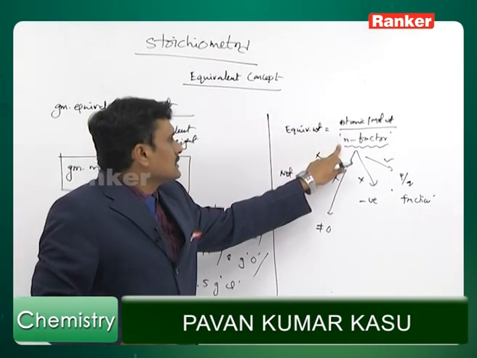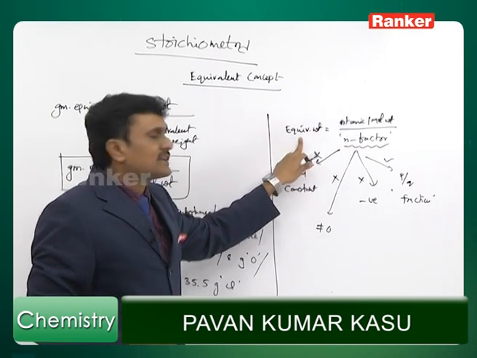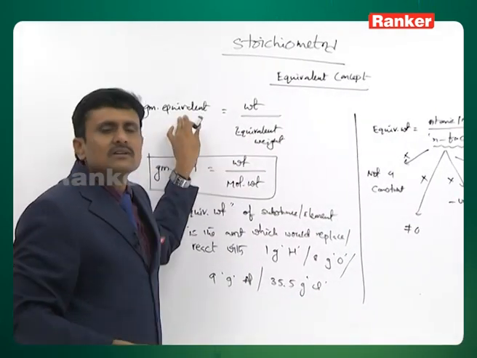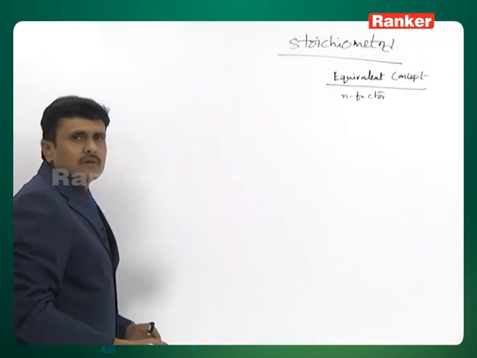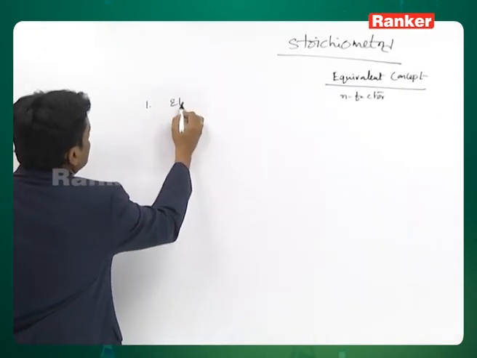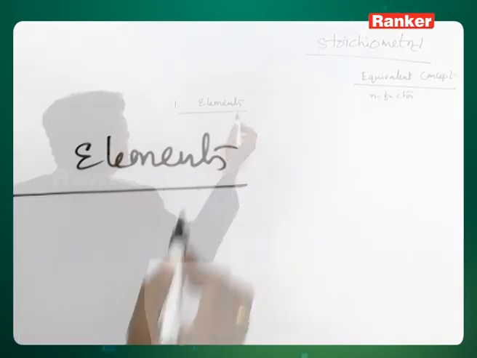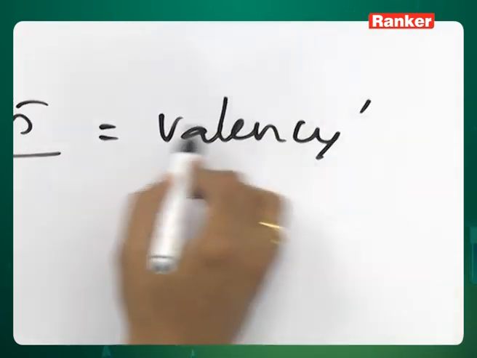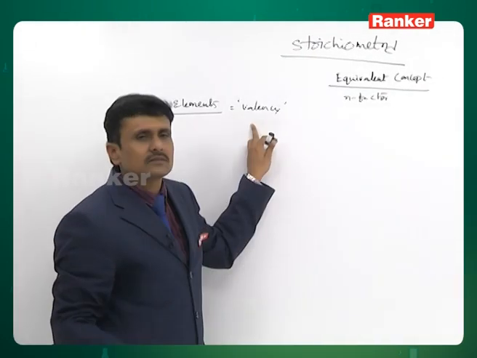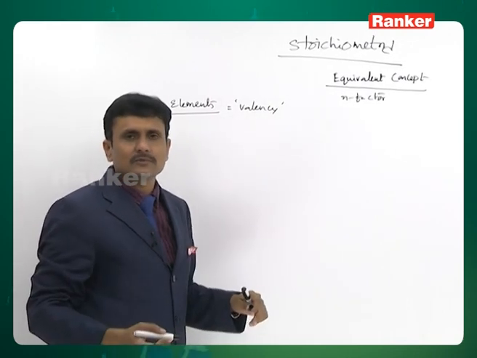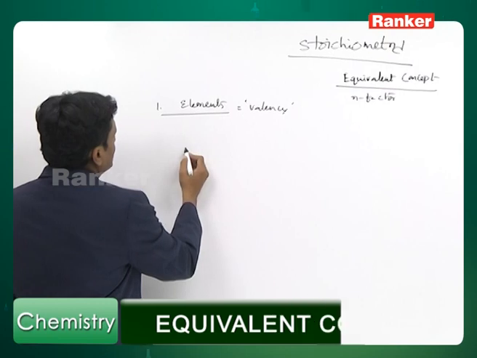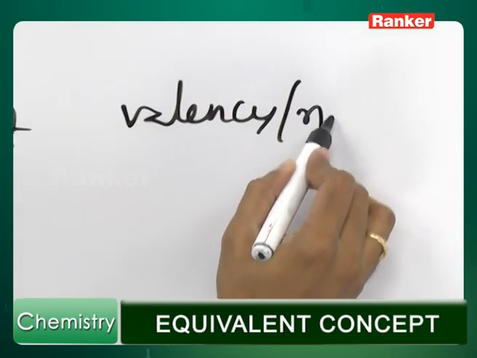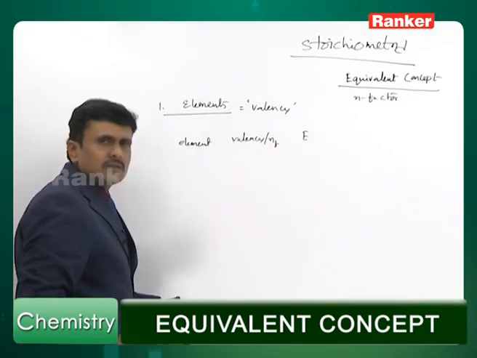By knowing the n factor, by dividing it into the molecular weight or atomic weight, we will be finding out the equivalent weight. Once you find the equivalent weight, you will be finding out the gram equivalents. Now, the first category is the elements. The n factor of an element is nothing but its valency, its capacity or its tendency to form bonds, or the number of bonds that are present in a given compound. So, if you are taking the elements, let us see the element, its valency or the n factor, hence we will be finding its equivalent weight.